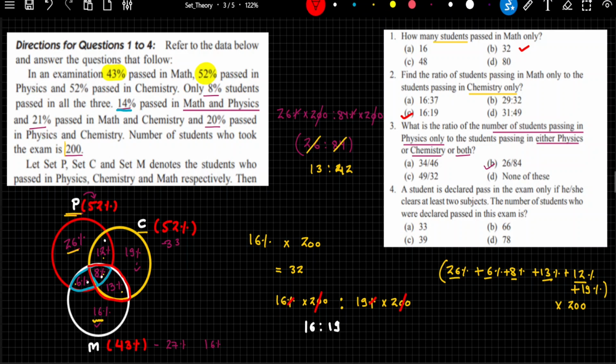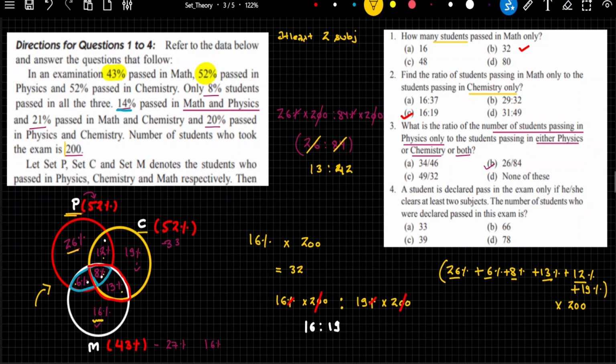So let's read the last question. A student is declared pass in the exam only if he or she clears at least 2 subjects. The number of students who were declared passed in this examination is, see, I can find out the answer of this question very easily if I can understand what I'm required to find out. I'm required to find number of students who passed in at least, see, only those students are considered to be passed who have passed in at least 2 subjects. So looking at the diagram, I'll fetch out only those values of those areas which represent that at least a student has passed in 2 subjects.